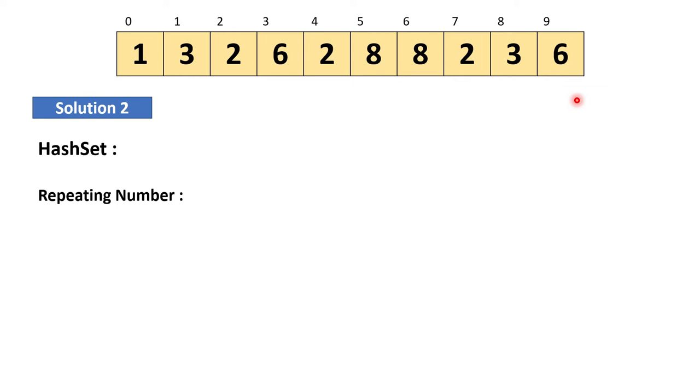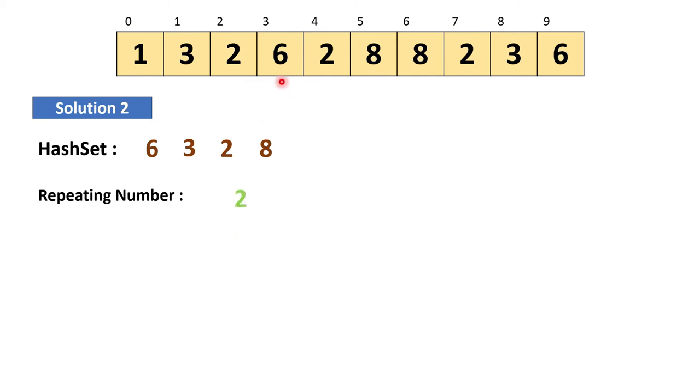So the first value is 6. As it is not there in the hash set, we will put it in the hash set. Then the next value is 3, and it is also not present in the hash set, so we will put it in the hash set. Then 2 will also go inside the hash set. Then 8. Then here if we check, 8 is again repeating. So that time we will not put it in the hash set, and we will mark it as the repeating number. Next 2 is there. So 2 is also present in the hash set, and we will replace the repeating number with 2.